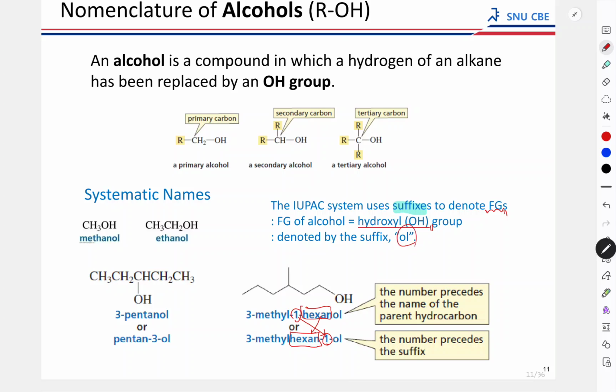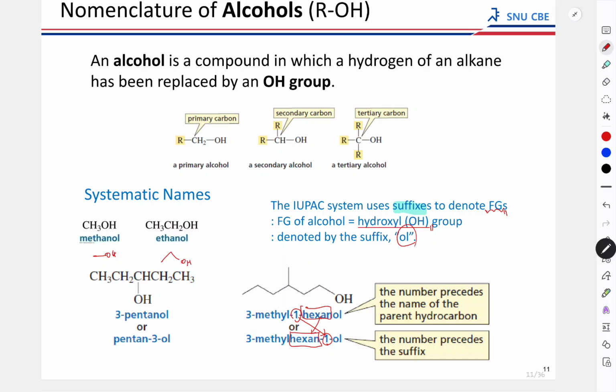So you should make the name of the alcohol with an O-L at the end. So you have here the methane moiety with hydroxyl. So this is going to be methanol in systematic name, or IUPAC name in other words. And you have the ethane moiety with the hydroxyl moiety. So this is going to be ethanol. So you can identify the parent hydrocarbon and put the OL at the end. You can just switch the E.